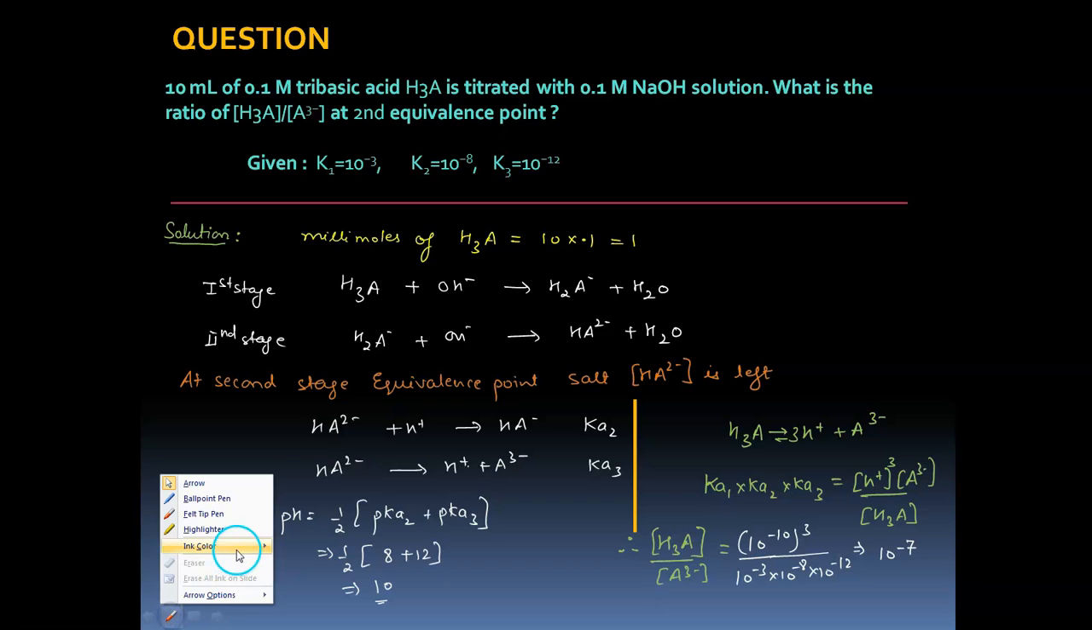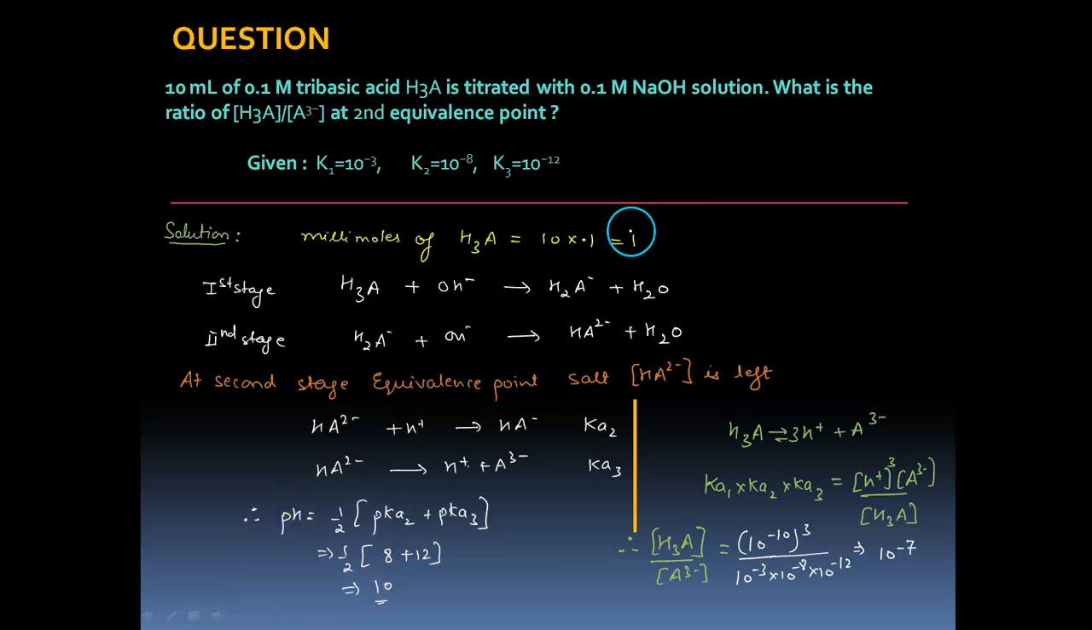Now what they have given is a tribasic acid, and that is H3A. So H3A is going to dissociate in three different stages. This is Ka1, Ka2 and Ka3. Note over here that Ka2 and Ka3 are very small values, right? So this will be the stage 1 titration, where H3A plus OH minus coming from NaOH reacts to give us H2A minus plus H2O.